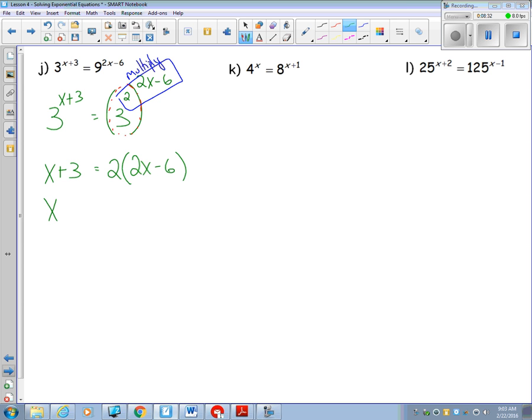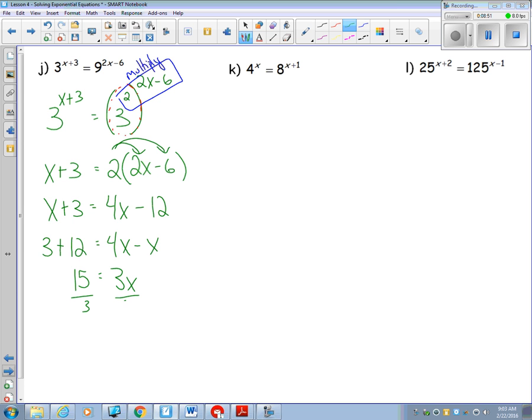Okay, so to solve this, I need to expand my brackets. 2 times 2x is 4x. 2 times negative 6 is minus 12. Numbers on one side, letters on the other. So I'll have 3 plus 12 equals 4x minus x. 3 plus 12 is 15. 3x on this side. Divide them both by 3. And I got x is 5.